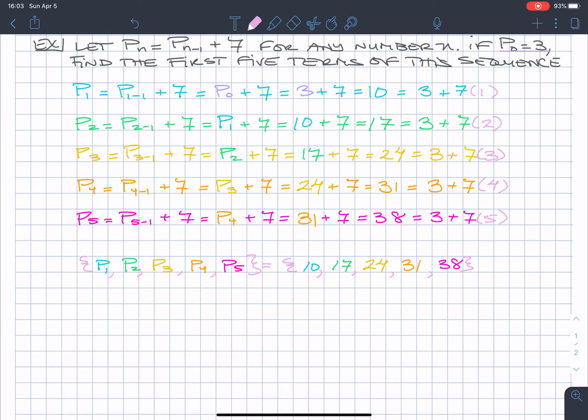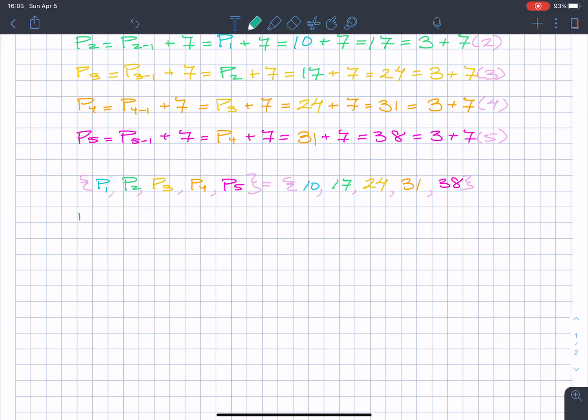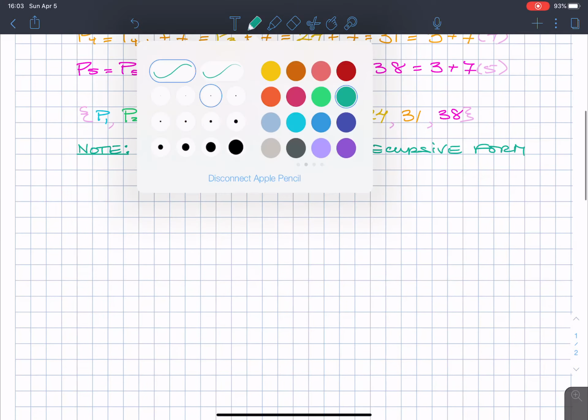Okay. So let's note that if I were to find P sub n non-recursively, P sub n is equal to 3 plus 7 times n in non-recursive form. So that's when it's not written in terms of previous terms. Okay, so definition.